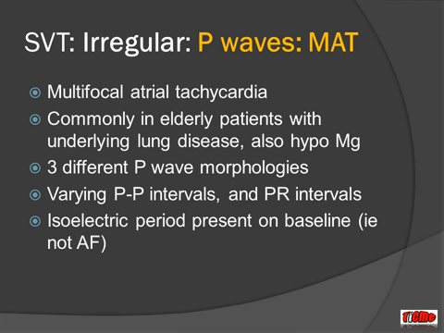So this is multifocal atrial tachycardia. It's commonly found in elderly patients, particularly those with underlying lung disease, probably because they get high pulmonary pressures, which causes right atrial stretch. Also found in hypomagnesemic patients, such as alcoholics. It's defined as having 3 different P wave morphologies with varying PP and PR intervals. There is an isoelectric period on the baseline, and that means it's not AF.